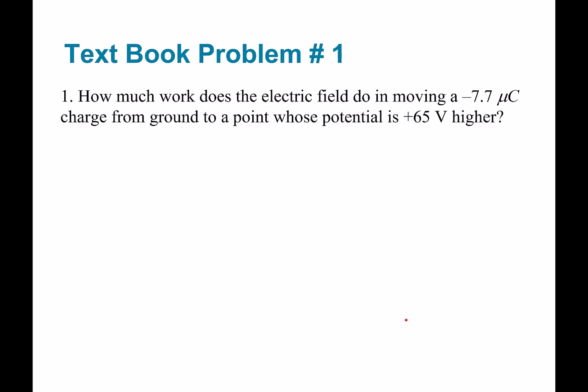So let's solve one of the problems from your textbook: how much work does the electrical field do in moving a minus 7.7 microcoulomb charge from ground to a point whose potential is 65 volts higher? So we are basically finding the potential difference, and we know the formula is the change in potential energy over the charge.